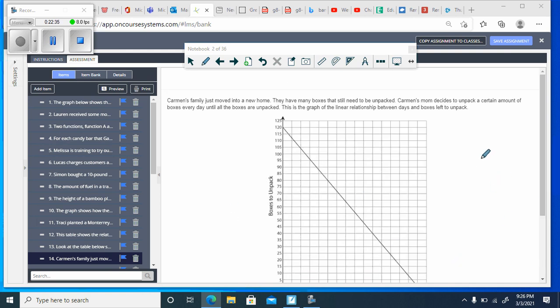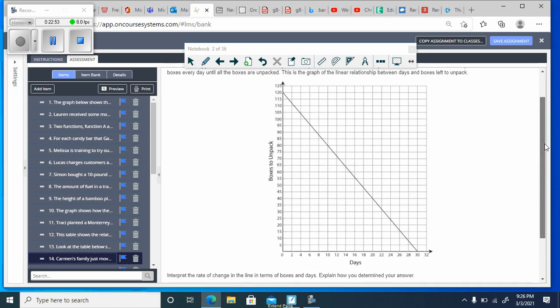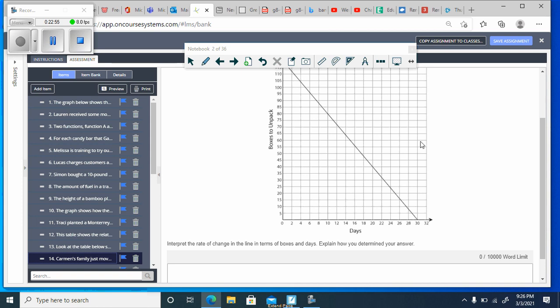Carmen's family just moved into a new home. They have many boxes that still need to be unpacked. Carmen's mom decides to unpack a certain amount of boxes every day until all the boxes are unpacked. This is the graph of the linear relationship between days and boxes left to unpack, okay? So you got days and boxes left. Interpret the rate of change in terms of the number of boxes. Explain how you determined your answer.